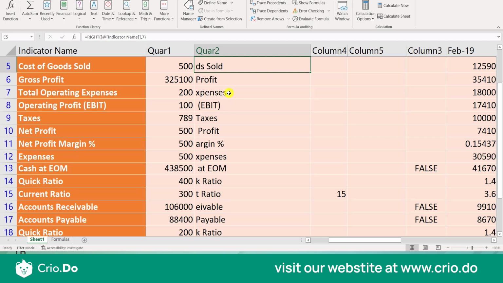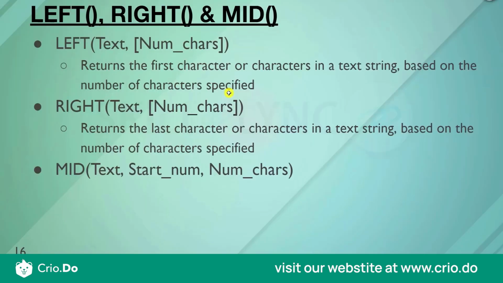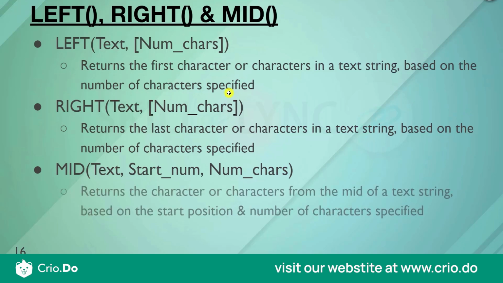The next function is the mid function. The mid function takes 3 arguments. First is the text, second is the starting number, and third is the number of characters. It returns the character or characters from the middle of a text string based on the start position and number of characters specified. So let's try this function.